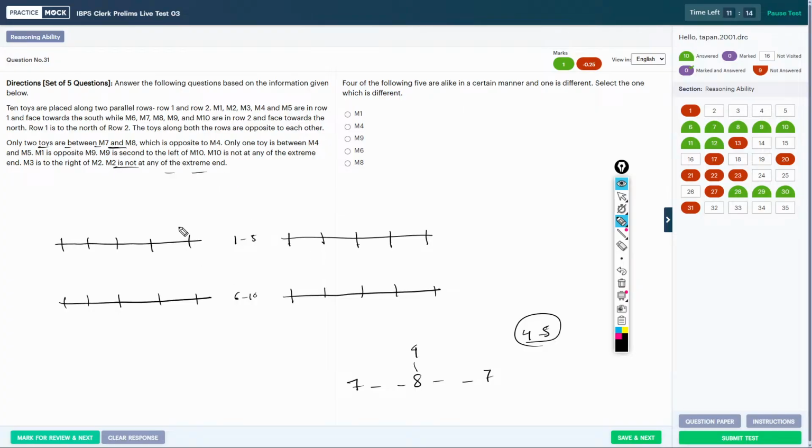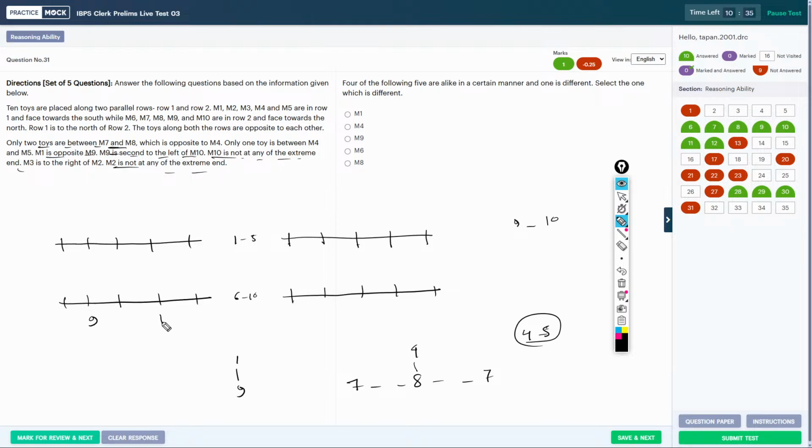M2 not at extreme end. M3 is to the right of M2. M10 is not at an extreme end. M1 opposite to 9. And 9 sits second to the left of 10. Like this, and 10 is not at an extreme end. So here, here, here, here. 9 sits to the left of M, right? Second to the left. So 9 sits second to the left of M.